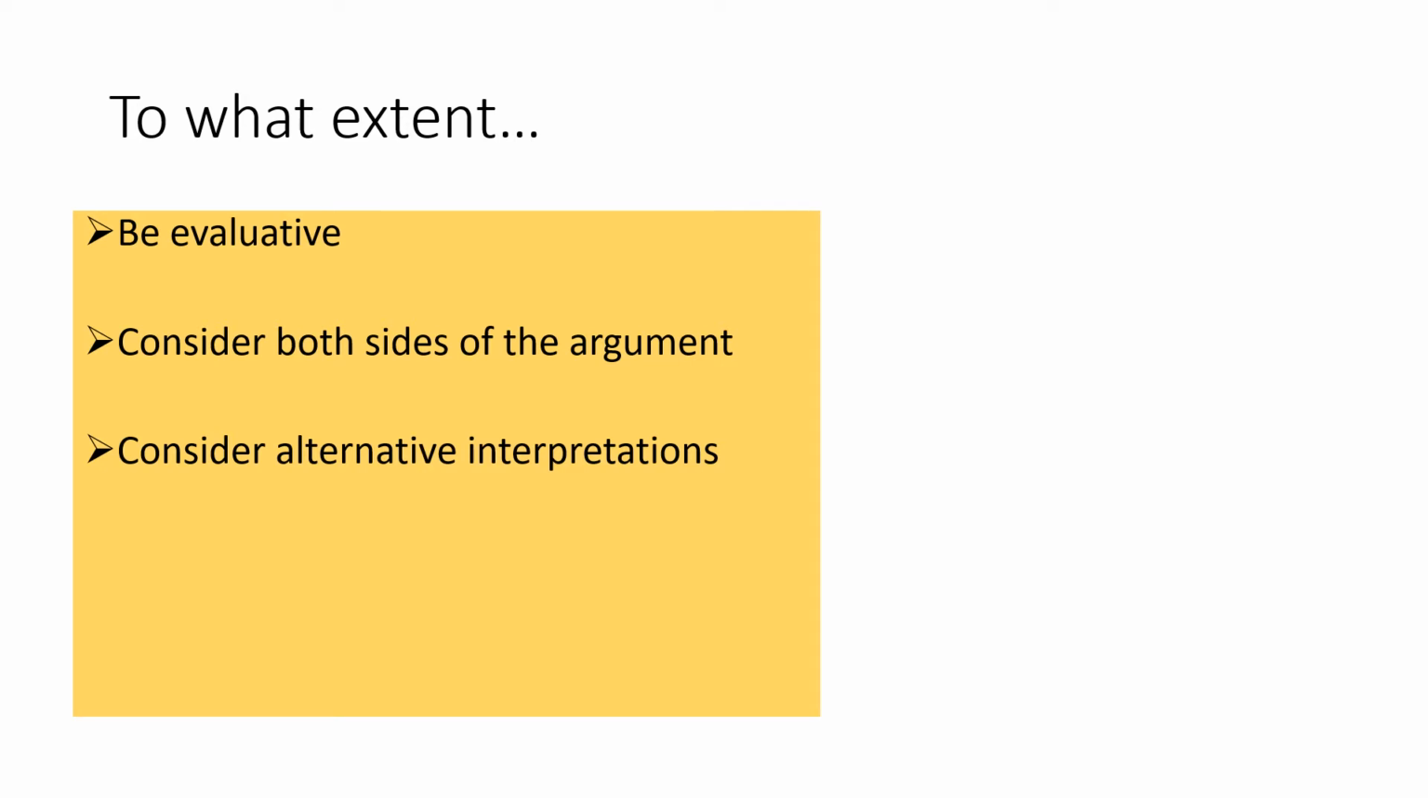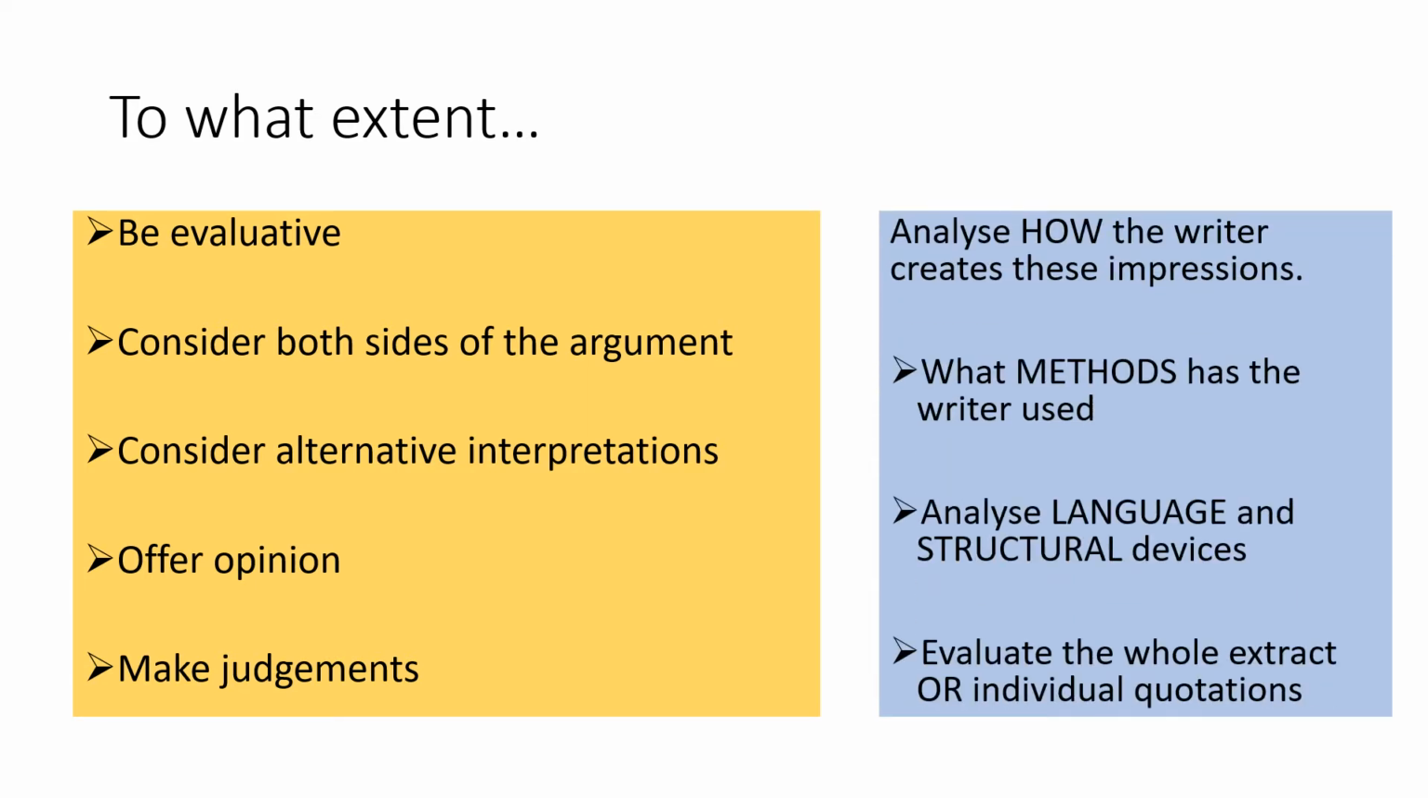You can consider alternative interpretations even though you see something in a particular way. You need to have the ability to consider that somebody else might see that in a different way. You can offer opinion and you must make judgments. It's to what extent. It's not just it looks like this, but how far does it look like this? Not just that you agree, but how far do you agree with the statement?